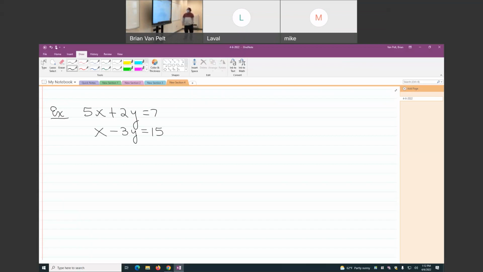Probably the second equation, I'm eyeballing that x. And I'm thinking the easiest thing to work with here is that x is going to equal 3y plus 15. So far, so good. So if you see a chance like that, it makes life easier for you. That's what I did wrong, I think. Because I did it the other way. I got the y by itself.